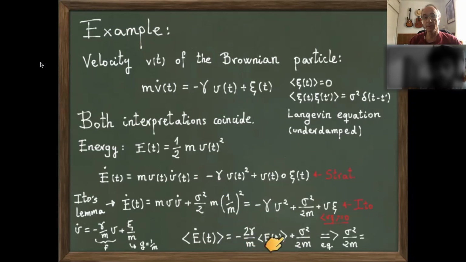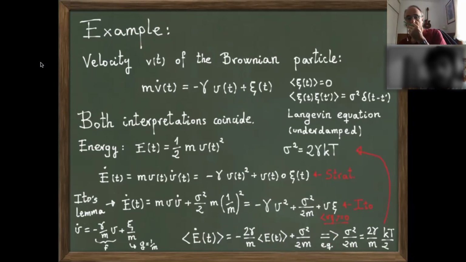So in equilibrium, the power is 0, so the input power cancels the output power, so the energy doesn't change. So this is 0. So sigma squared 2m, which is the input power, equals the dissipation power, which is 2 gamma m, times the value of the energy at equilibrium. But the value of energy at equilibrium is kT divided by 2. So if you take these two equations and cancel 2m, you see that sigma squared, the intensity of the thermal noise, is 2 gamma kT.